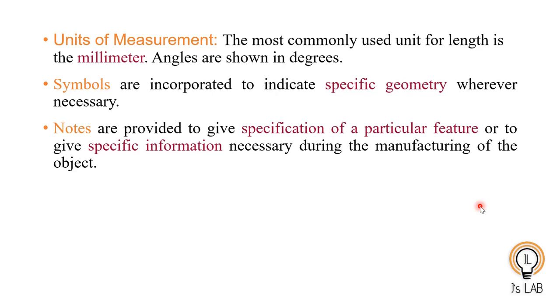Symbols are incorporated to identify specific geometry wherever necessary. So symbols will help you to identify the geometry. You can represent square, circle, etc. Now notes are also provided to give specification of a particular feature or to give specific information necessary during the manufacturing of the object. Some surfaces need special machining or surface smoothness. That should be added as a note. So all these altogether will form the dimension.